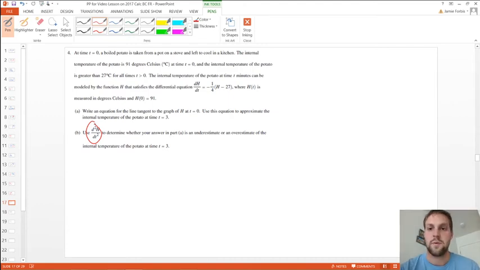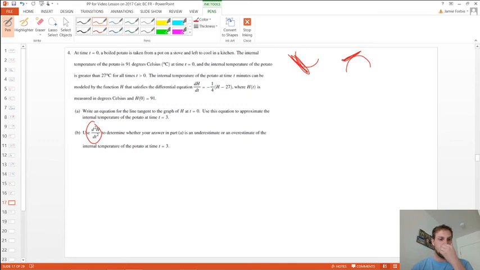I want you to remember something here with concavity. If it's concave up, remember that a linear approximation is below the curve, and if it's concave down, a linear approximation is above the curve, or an overestimate. So that's how we use the second derivative to determine over or under estimates. It's just by definition. So we've got to determine at time equals 3, is it going to be concave down or concave up?